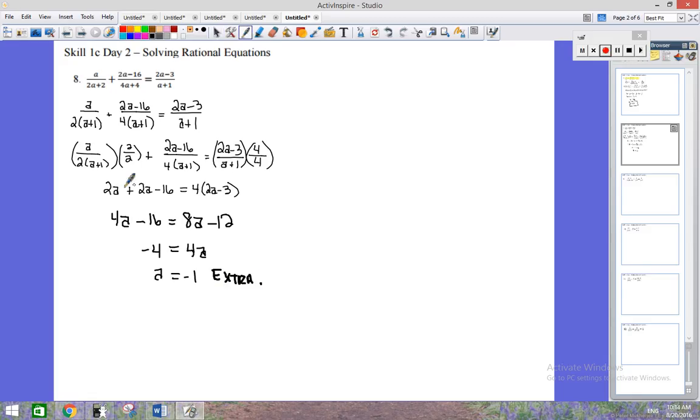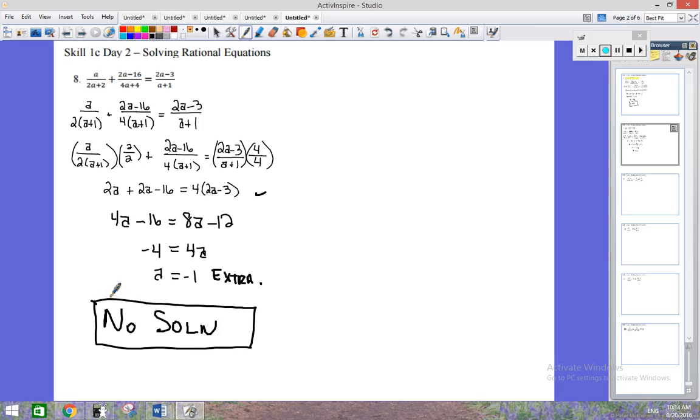Although it satisfies this equation, it does not satisfy our original. It was the only possibility we had for a solution set of the original. Eliminating that means that our original equation has no solution. Alright, let's move on to the next problem.